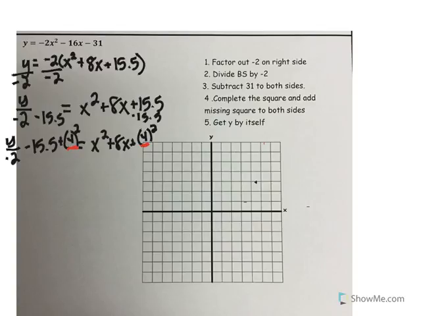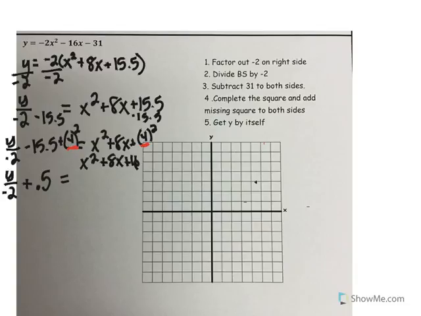All right. 4 times 4 is 16. So here we go on the left. Y divided by negative 2. What is negative 15.5 plus 16? Negative $15.50 in debt, and then somebody gives me $16. How much do I have, my balance? 50 cents, half. And it's a positive. Make it a decimal. Okay. X squared plus 8x plus 16.